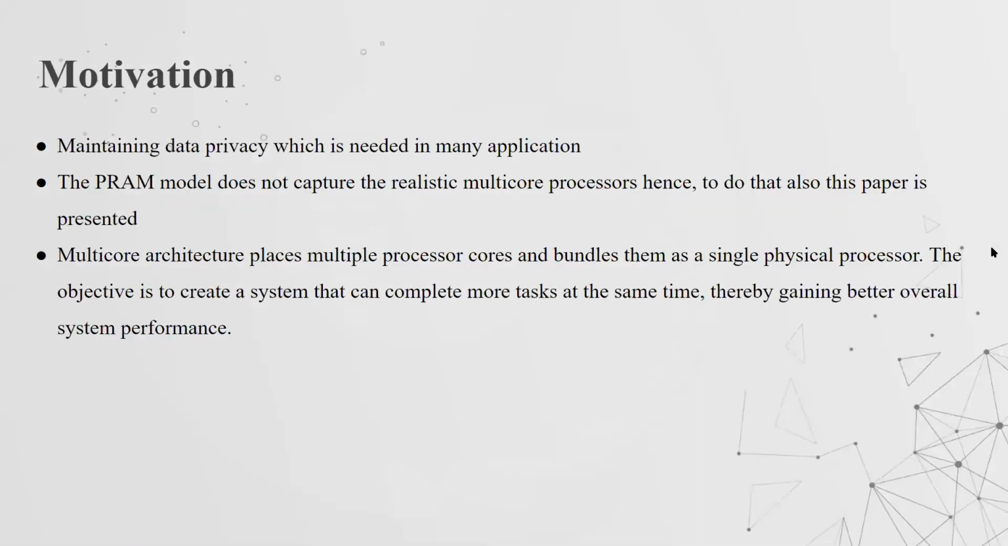Now let's see the motivation behind this paper. As we have discussed in the previous two slides, the first thing is maintaining data privacy, which is needed in many applications. Then there was also some previous study before this paper in which they tried to implement data-oblivious algorithms using the PRAM model to capture parallelism. But the PRAM model does not capture realistic multicore processors, nor does it reflect parallel programming models adopted in practice.